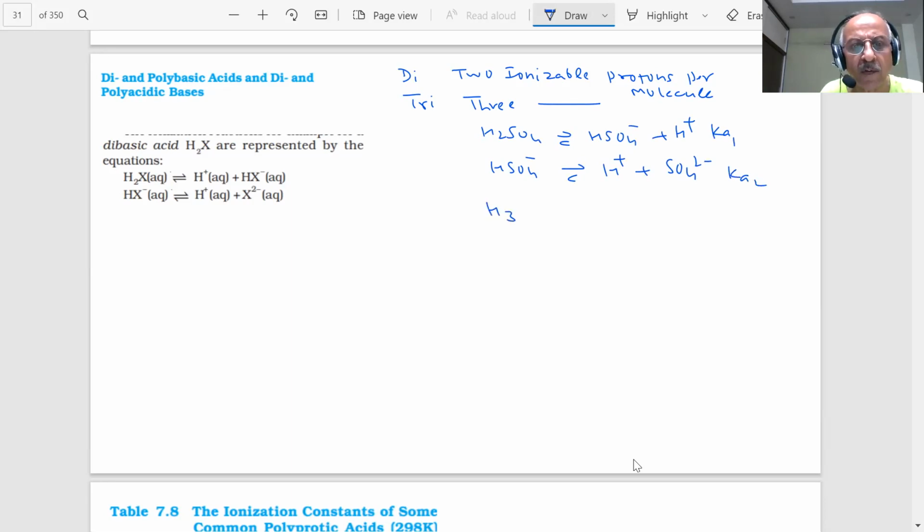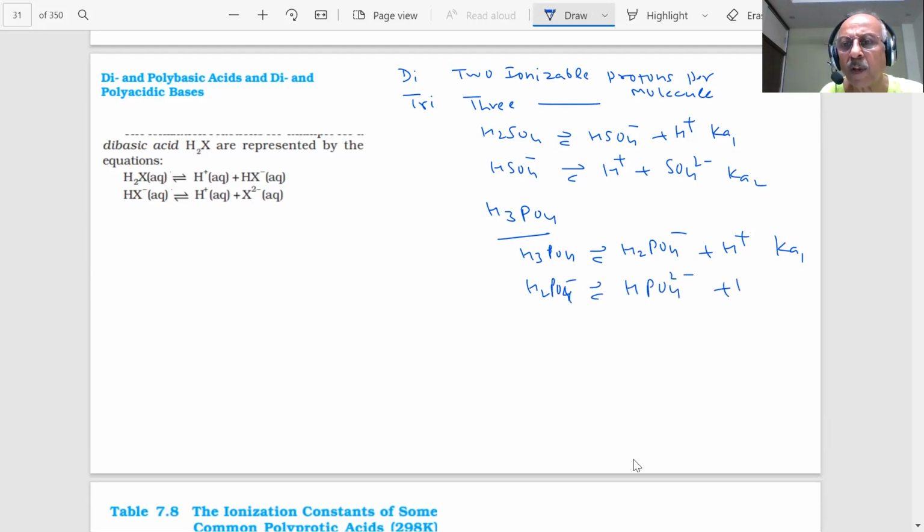If I have H3PO4, students, what will happen? H3PO4 gives H2PO4 minus and H plus. It will be Ka1. Then H2PO4 minus gives HPO4 2 minus and H plus, Ka2. Then you have HPO4 2 minus, giving PO4 3 minus and H plus.